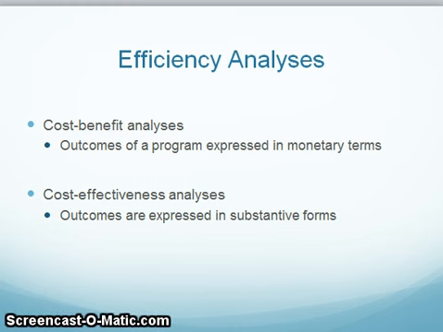There are two techniques that provide efficiency analysis. The first is a cost-benefit analysis, in which outcomes of a program are expressed in monetary terms. For example, a cost-benefit analysis of a program to reduce cigarette smoking would focus on the difference between the dollars expended on the anti-smoking program and the dollar savings from reduced medical care for smoking-related diseases, days lost from work, and so on.